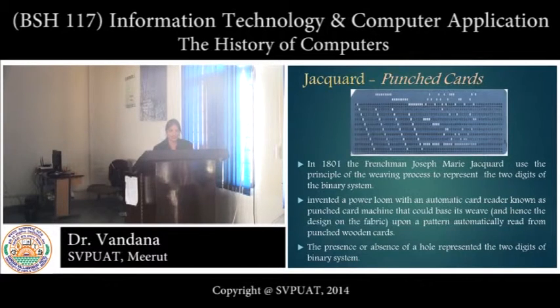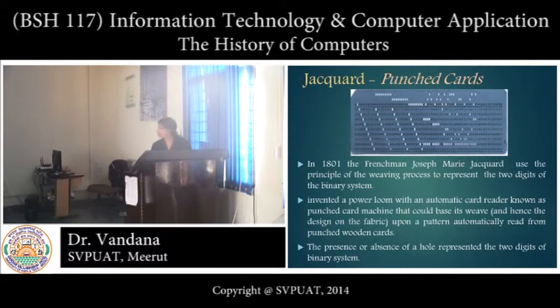He has taken the idea of the power loom, where an automatic card reader is used to get the data which is written on the punch card. So presence and absence of a hole represents the 2 digits of binary, 0 and 1. You can have a close look at this card. It is a board card on which some holes are engraved. Presence or absence of a hole can be treated as absence and presence of data.